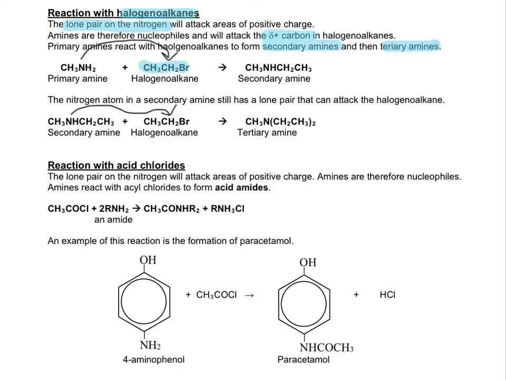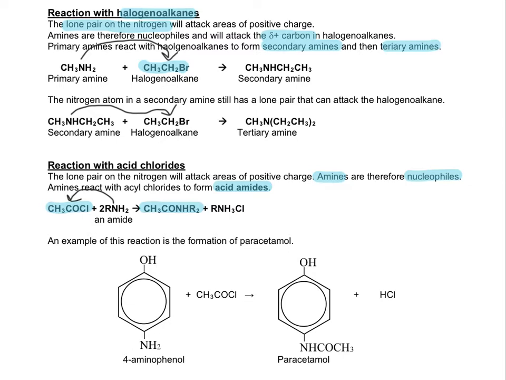We get a similar reaction with acid chlorides, so again the lone pair on the nitrogen is going to attack the slightly positive carbon. This time it's slightly positive because of the difference in electronegativity between the carbon and the oxygen. So if you have an acid chloride, then the amine is going to act as a nucleophile and you're going to form an acid amide. So this here where you have your CO bond and you also have an NH with whatever R groups it was on your original amide.